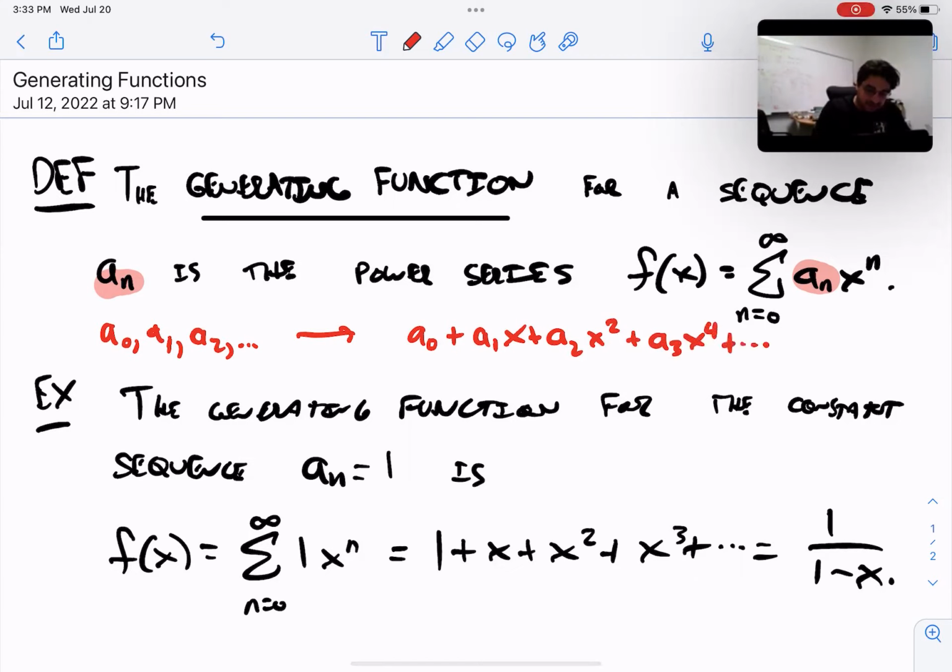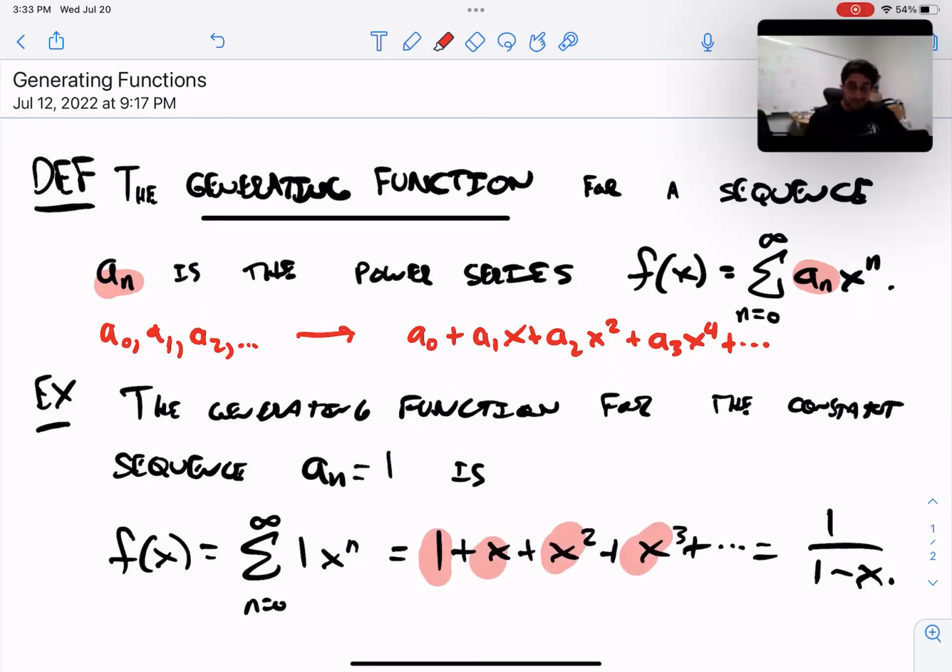And so, for example, say you had the constant sequence 1, just 1, 1, 1, 1, 1. Then what would that have as its generating function? Well, that would have 1 plus 1x plus 1x squared plus 1x cubed.